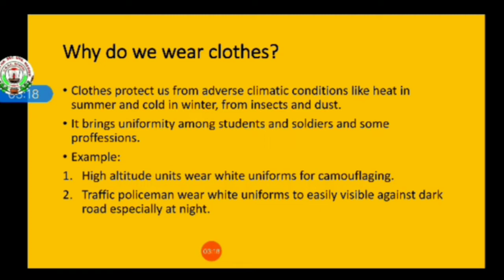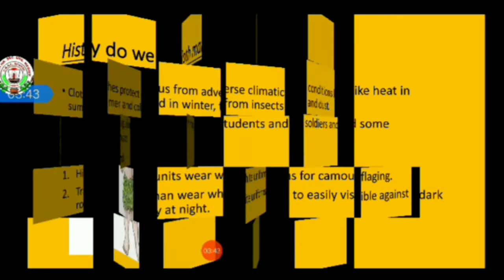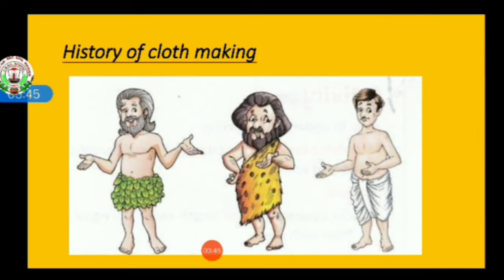Traffic policemen wear uniforms with reflective surfaces, which make them easily visible against the dark road, especially at night. In other areas, soldiers use olive green uniforms. So, I hope you all know why we wear clothes and why we need them. Next, history of cloth making.